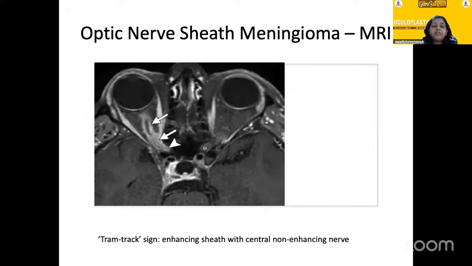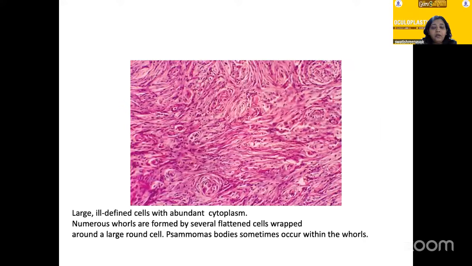When we see cases of optic nerve meningioma, the tram track sign is the characteristic feature. Here nothing happens to the nerve as such, but the sheaths are enhanced and we can see the enhanced sheath with the central non-enhancing nerve, and that is giving the sign of tram track. In histopathology, we have large ill-defined cells with abundant cytoplasm. Numerous holes are formed by several flattened cells wrapped around a large round cell. Psammoma bodies sometimes occur within the holes.